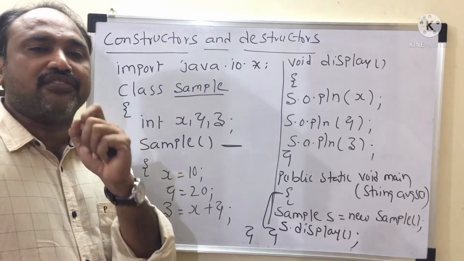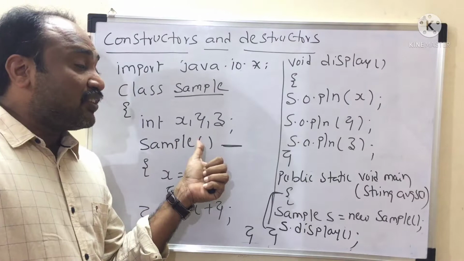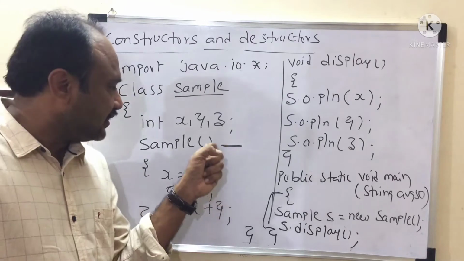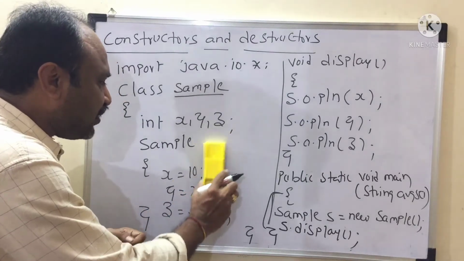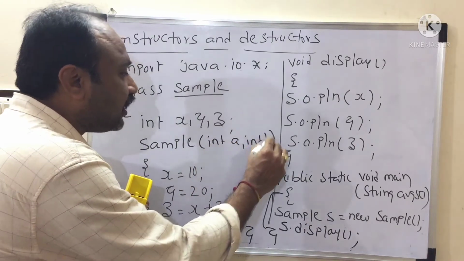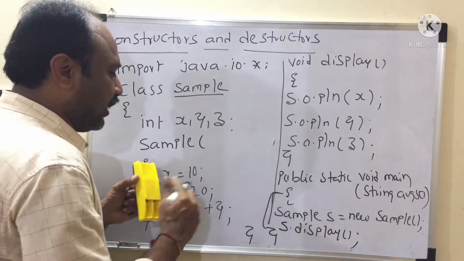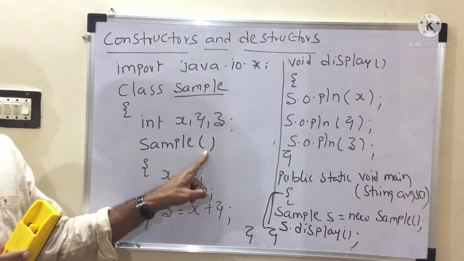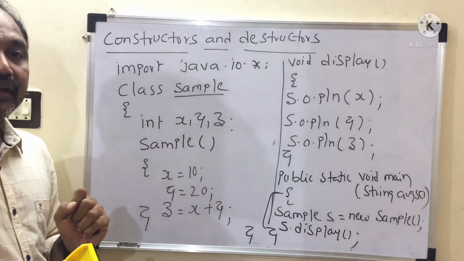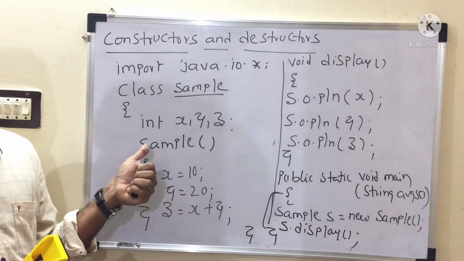If a class contains a constructor, again please remember, these will come under the category of non-parameterized constructors, because it is not having any arguments here. Suppose if it is having any arguments here like int a, int b, if it is having parameters, it is a parameterized constructor. Now in this example, we don't have any parameters, hence it is a non-parameterized constructor. If a class contains a non-parameterized constructor, when you create an object to the class, it will be executed automatically.